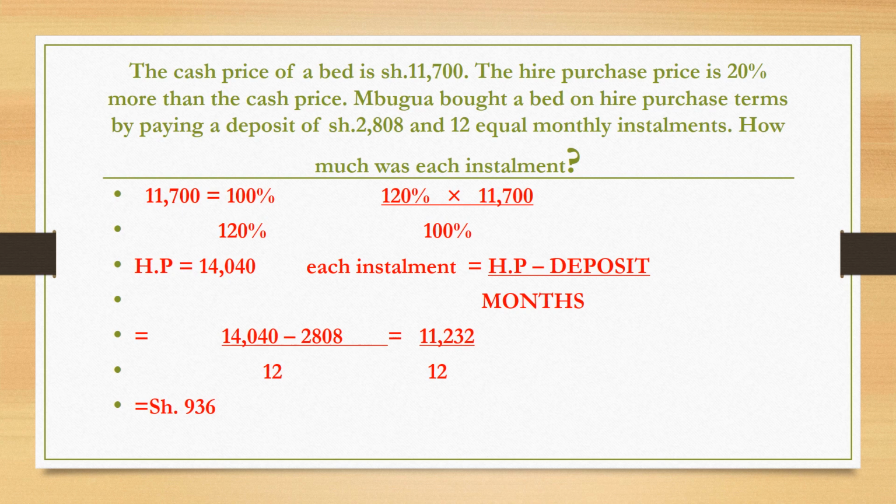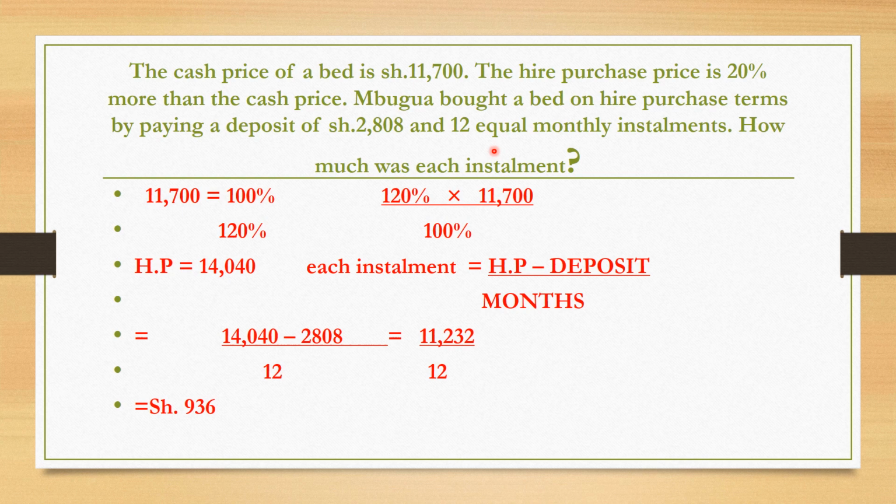Another question where you will find this cash price. So the cash price of a bed is 11,700 Kenyan shillings. The hire purchase price is 20% more than the cash price. Mbugua bought a bed on hire purchase terms by paying a deposit of 2,808 and 12 equal monthly installments. How much was each installment?